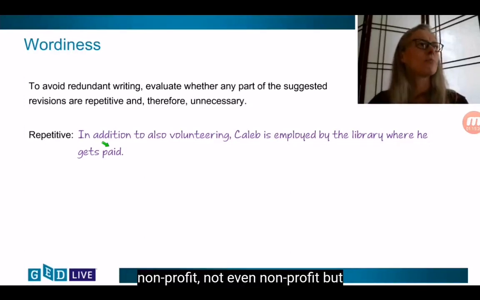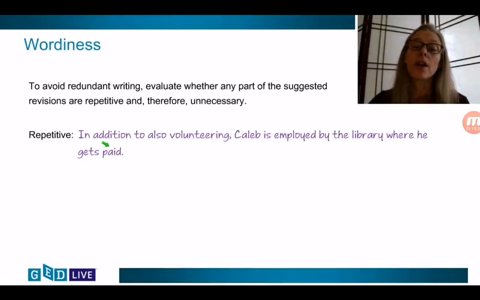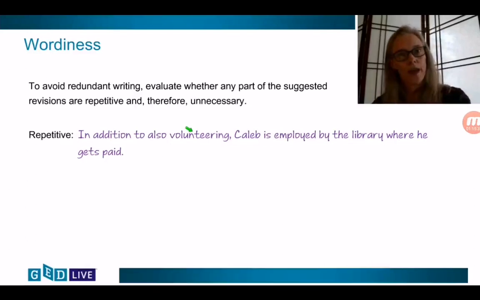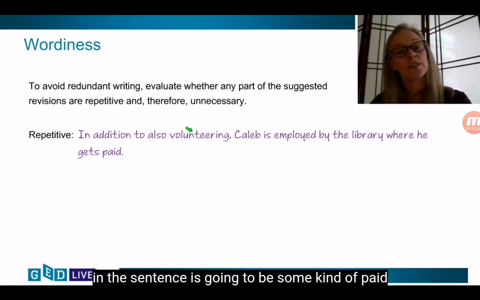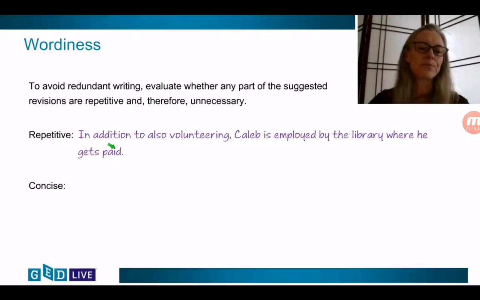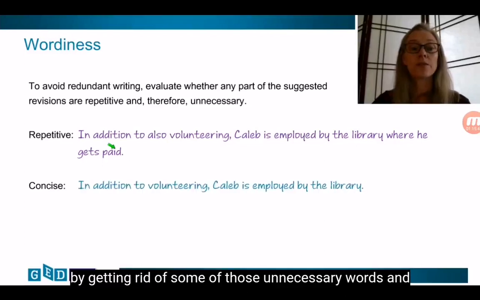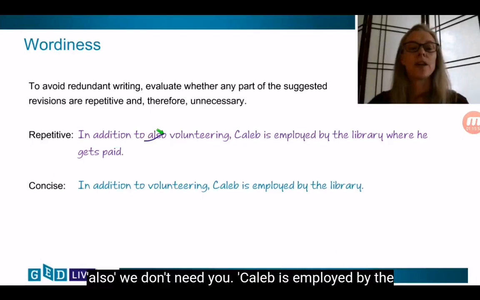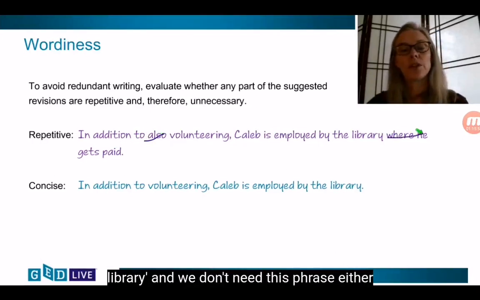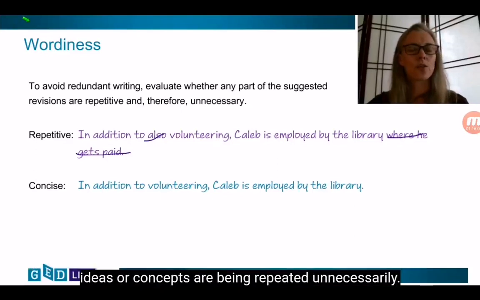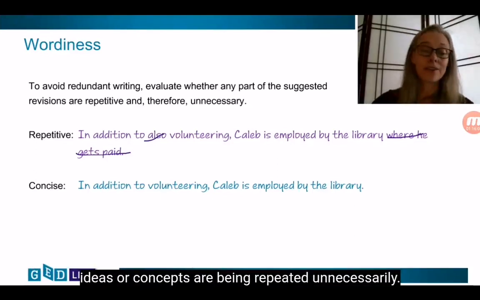Even if you could consider unpaid volunteer employment, because it says in addition to volunteering, we know that the other thing that's going to be mentioned in the sentence is going to be some kind of paid employment. So we can really clean this up by getting rid of some of those unnecessary words and phrases. In addition to volunteering, right? Goodbye, also. We don't need you. Caleb is employed by the library, and we don't need this phrase either. All right? So again, watch out for where too many words are being used or when ideas or concepts are being repeated unnecessarily.